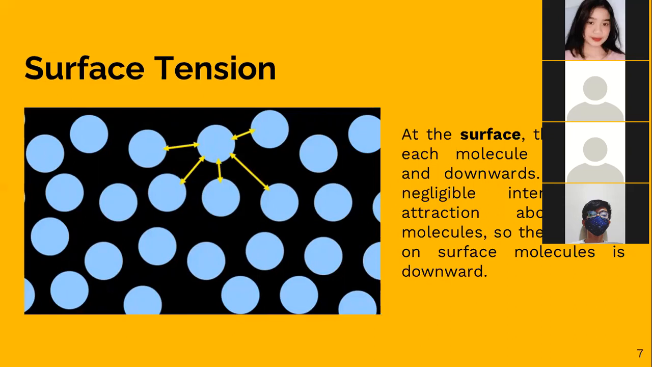At the surface, the pull on each molecule is lateral and downwards. There's negligible intermolecular attraction above the molecules, so the net force on surface molecules is downward. So dito naman, kung makikita nyo, since nga nasa edge sila ng surface, or nasa pinaka-edge sila, hindi lahat nakakapag-access in all direction ng another molecule. That is why the pull or the intermolecular attraction pull na nangyayari between the surface molecules is lateral and downward.